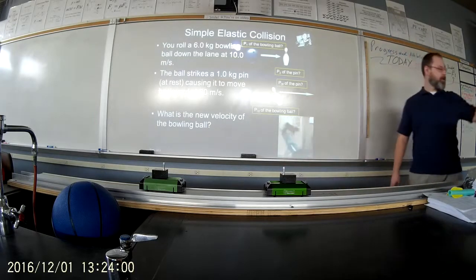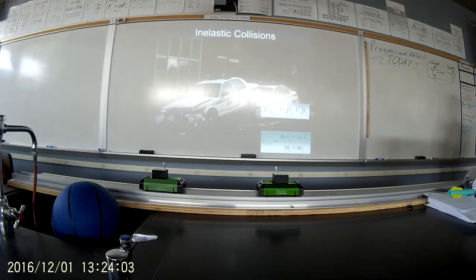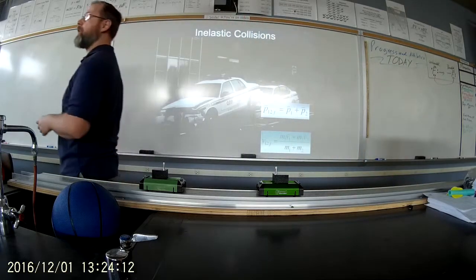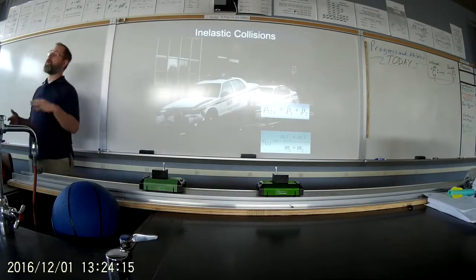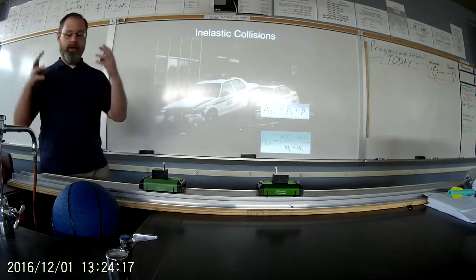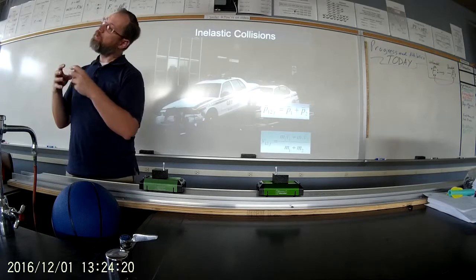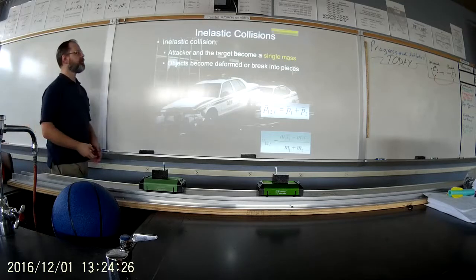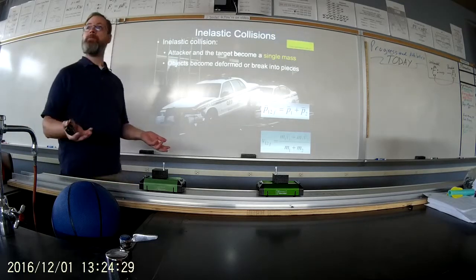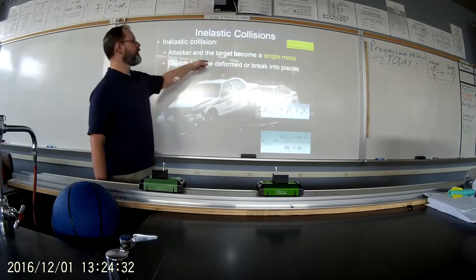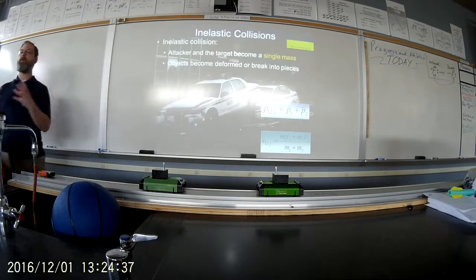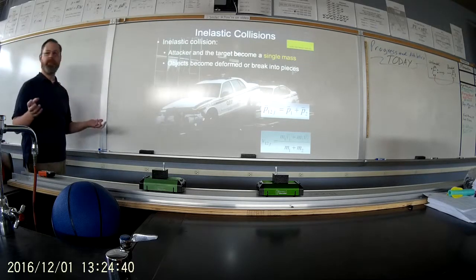Okay, so moving on. Any questions before I move on? Okay, so today we're going to focus on inelastic collisions. An inelastic collision occurs when there's a loss of energy. Most of the inelastic collisions that we're going to focus on in this class have to do with when two objects become one, stick together, or one object breaks apart. Okay? So an inelastic collision is when objects lose energy in some fashion. Sometimes the attacker and the target become a single mass. Most of the inelastic collisions, like I said, will have to do with two objects becoming one, or one object breaking into pieces.